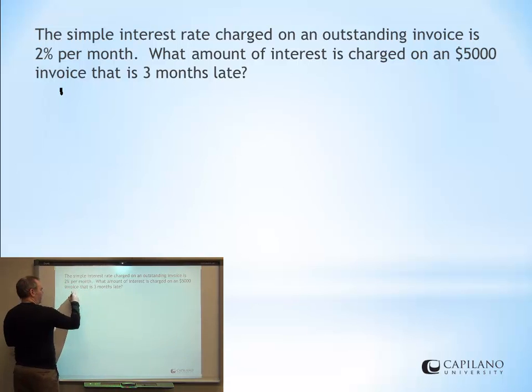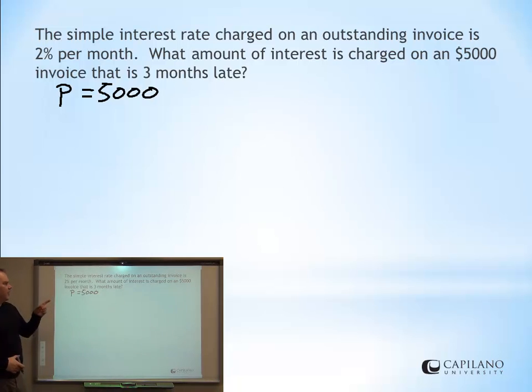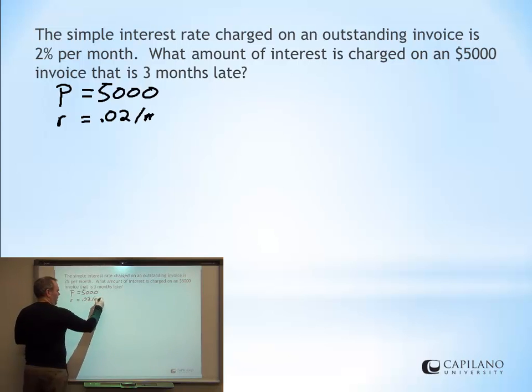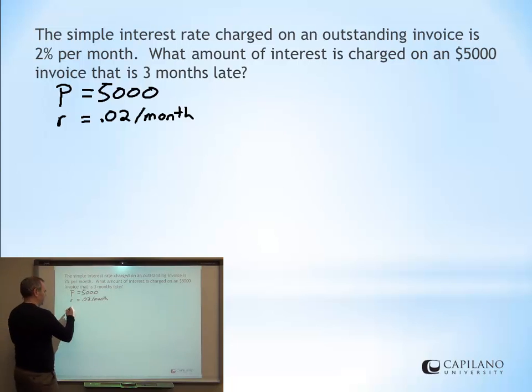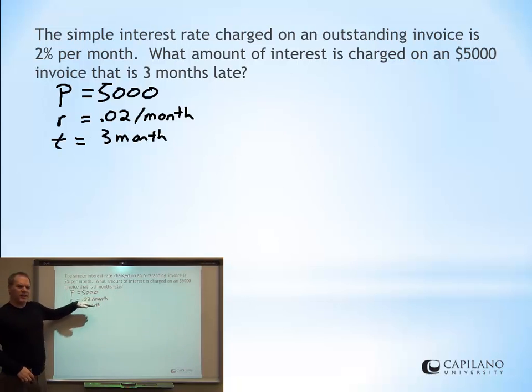First of all, I have a principal, which is the total amount that we're calculating interest on, $5,000. I'm going to say my rate of interest is 0.02 per month. And then our time for that is going to be 3 months. Because we're now not using years, it still works out as long as the interest rate and the time are both in the same units.